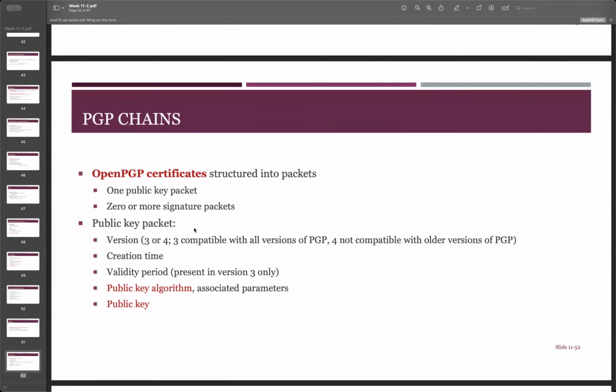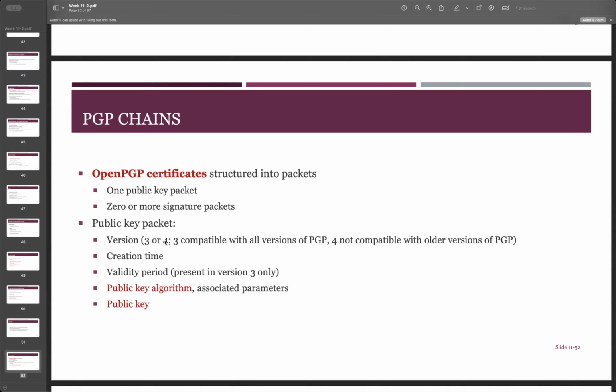And another one will be the PGP chain. So this one will be the certificate structure. They will make it a package. So they form a public key packet. Either they maybe have zero or more signature packages.